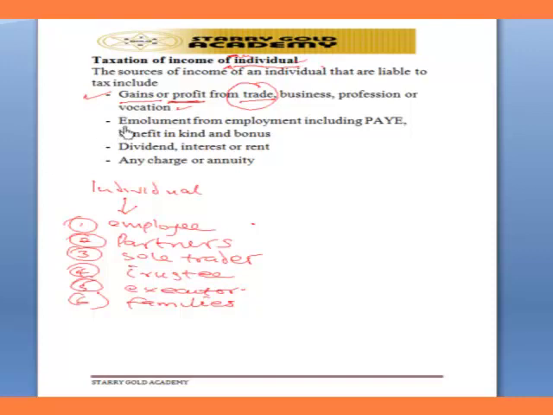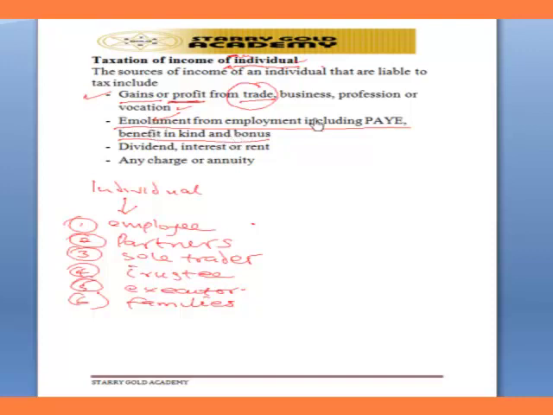And then emolument from employment. The emolument here, we're talking about your salary, your allowances, Christmas bonuses, and all that you get from working in an establishment or in an organization. From employment, in short. So benefit in kind and bonuses, I've already mentioned that as part of emolument, right?